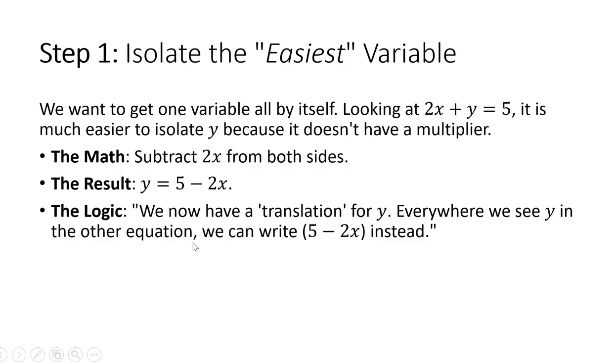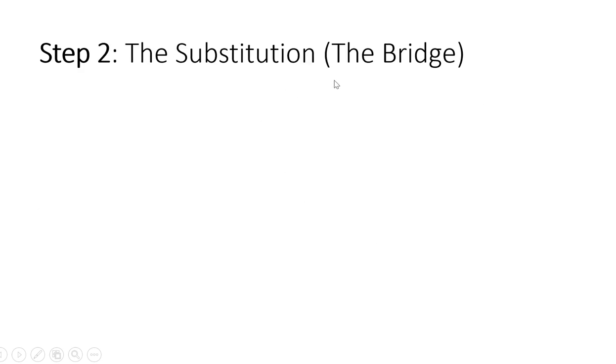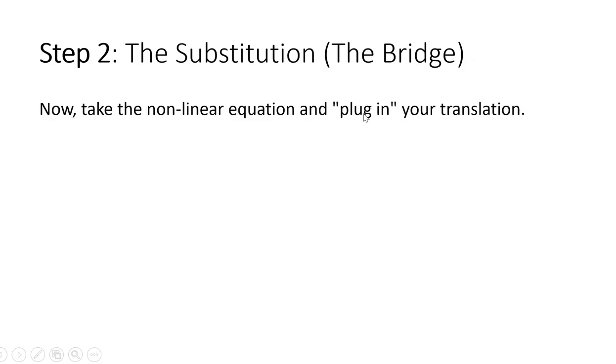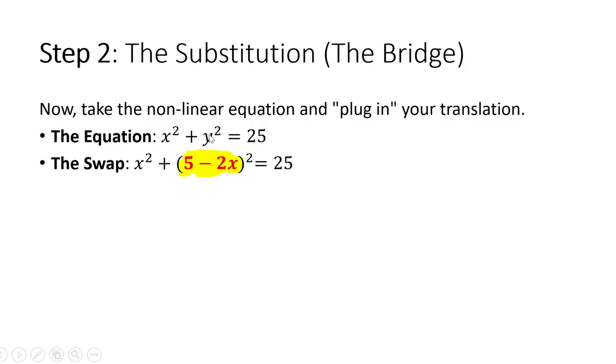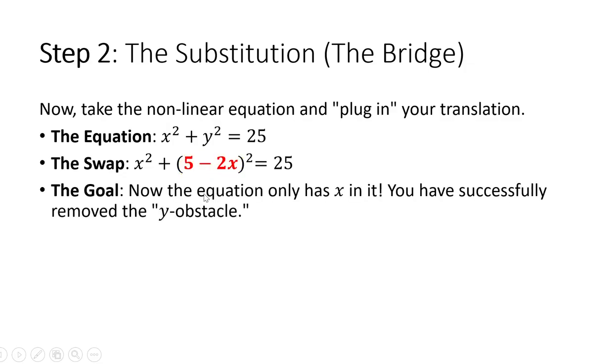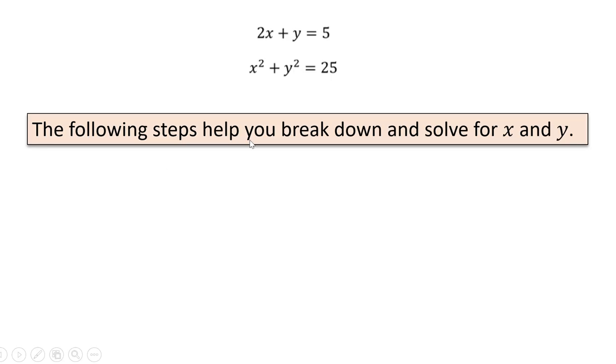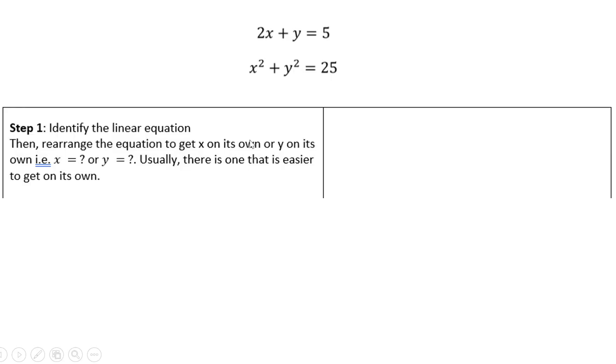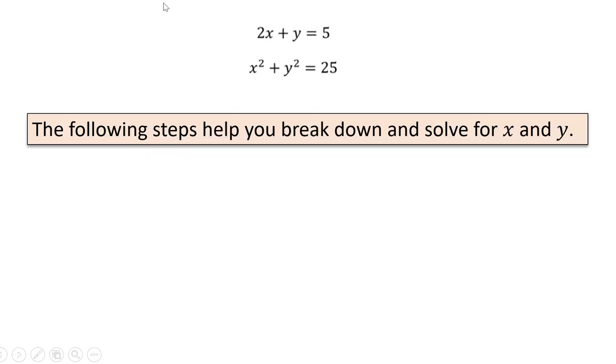Everywhere we see y in the other equation, we can write 5 minus 2x instead. So the substitution is the bridge here: take the non-linear equation and plug in your translation. Here's the non-linear equation. Plug in the 5 minus 2x instead of y. Simple as that. That is the swap. And now the equation only has x in it. You've successfully removed the y obstacle. Right, so let's follow the steps to break it down, and we'll see you in the next video to do that.